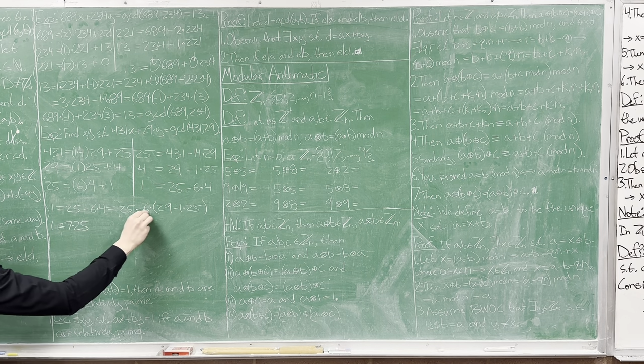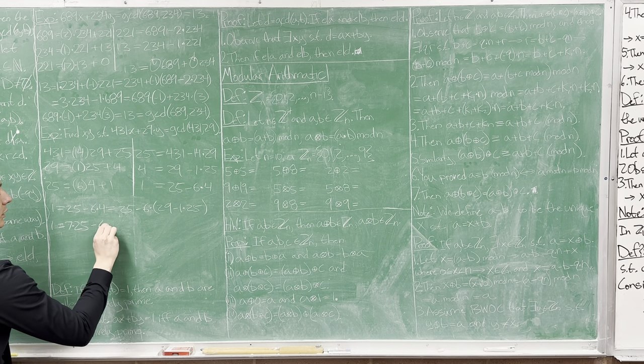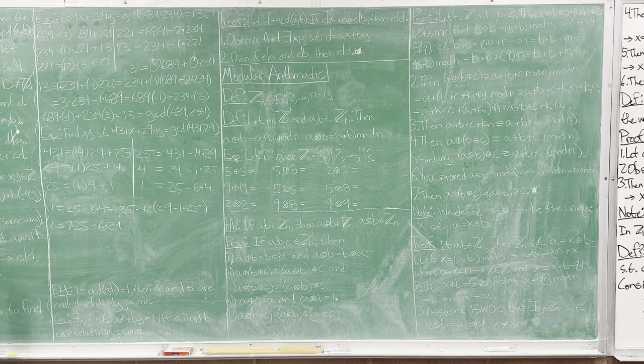And then how many 29s do I have? Oh, yeah. Negatives. I have negative 6 29s. Right? Yeah.